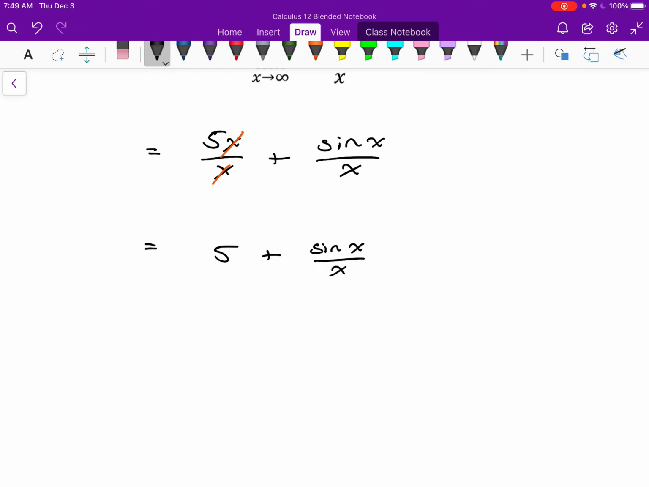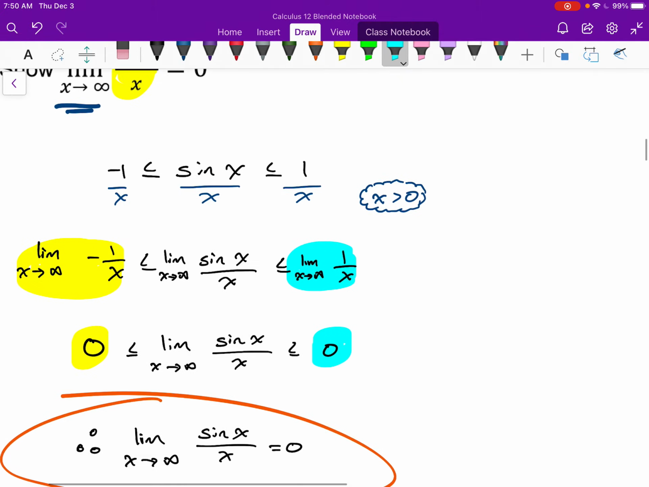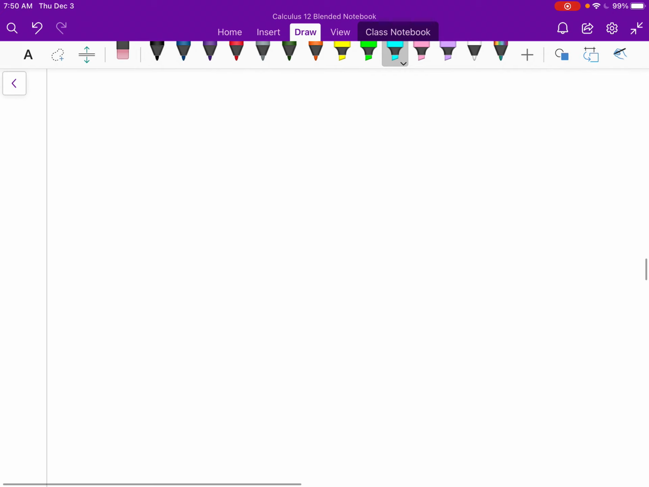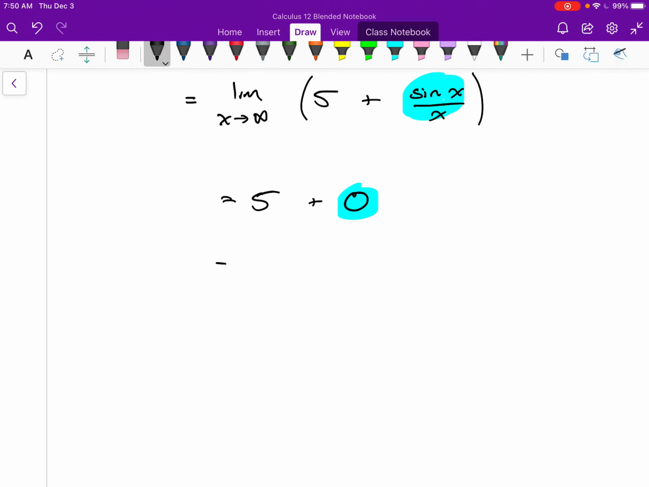So I can find the limit of all of this as x approaches infinity. And we learned earlier that when you're finding the limit of a sum of different functions, you can just look at the limits of each of those separately. So the limit as x approaches infinity of 5 is just 5. It's always going to be 5. The limit of sine x over x as x approaches infinity, we saw several minutes ago, equals 0. That was proven right back here. I stated it equaled 0, and then I proved it. And so in the end, the calculation is 5 plus 0, so this equals 5.